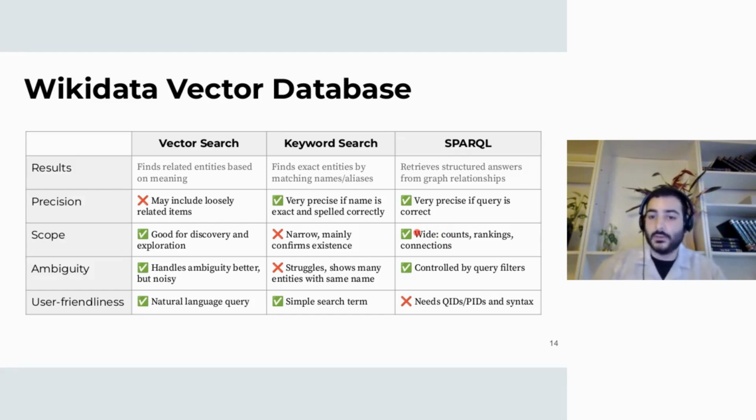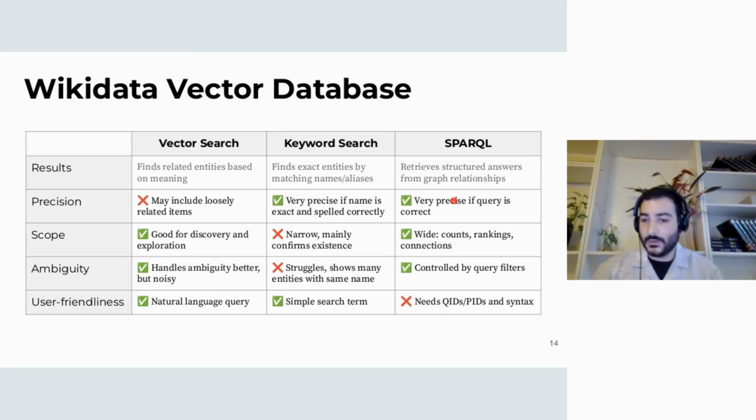SPARQL has a wide scope because of all the functionalities that are available, from counting to passing through the connections in the graph and so on. In terms of ambiguity, keyword search struggles because it might provide you items that have the same label, for example, but have completely different meanings. Vector search can handle ambiguity because it takes into consideration the context of what you're looking for. And you can control ambiguity with SPARQL by adding more filters in your query, for example.